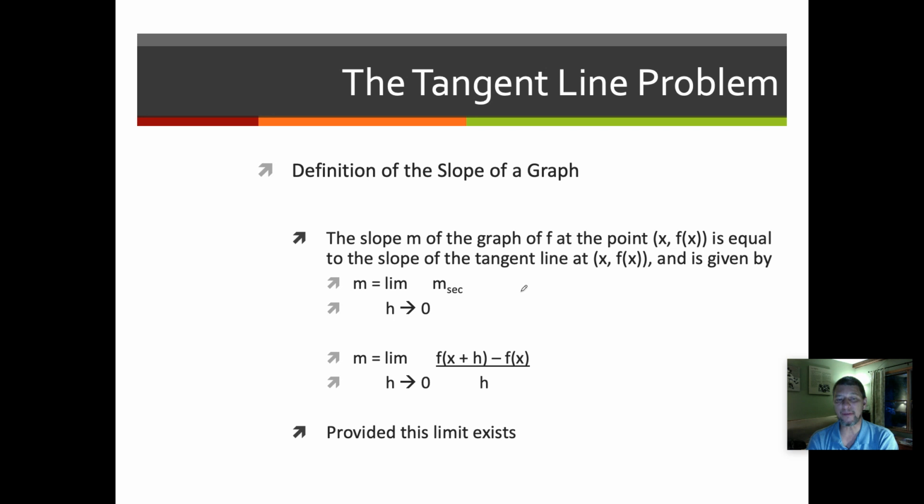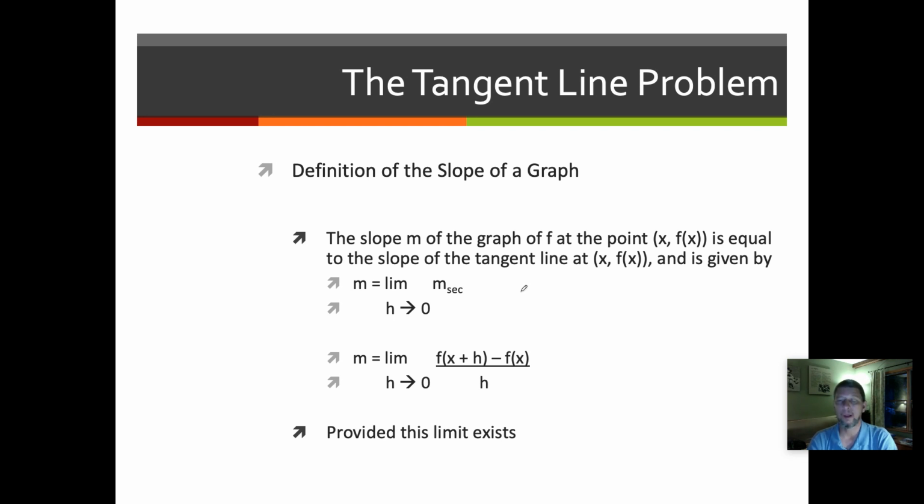And it's given by m equals the limit as h approaches 0 of the slope of the secant line. And of course, the slope of the secant line is f of x plus h minus f of x all over h. And as long as this limit exists, in other words, it approaches the same value from both the left and the right, then the limit of the slope of the secant as h approaches 0 is the slope of the tangent line.